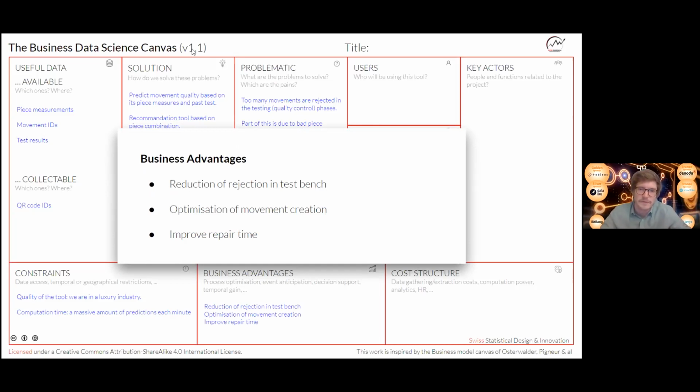So that's although there is a big correlation with the problematic. We had 3 points in the problematic, and we have 3 points there. And we can see that every step of the problematic is also solved and has a business advantages.